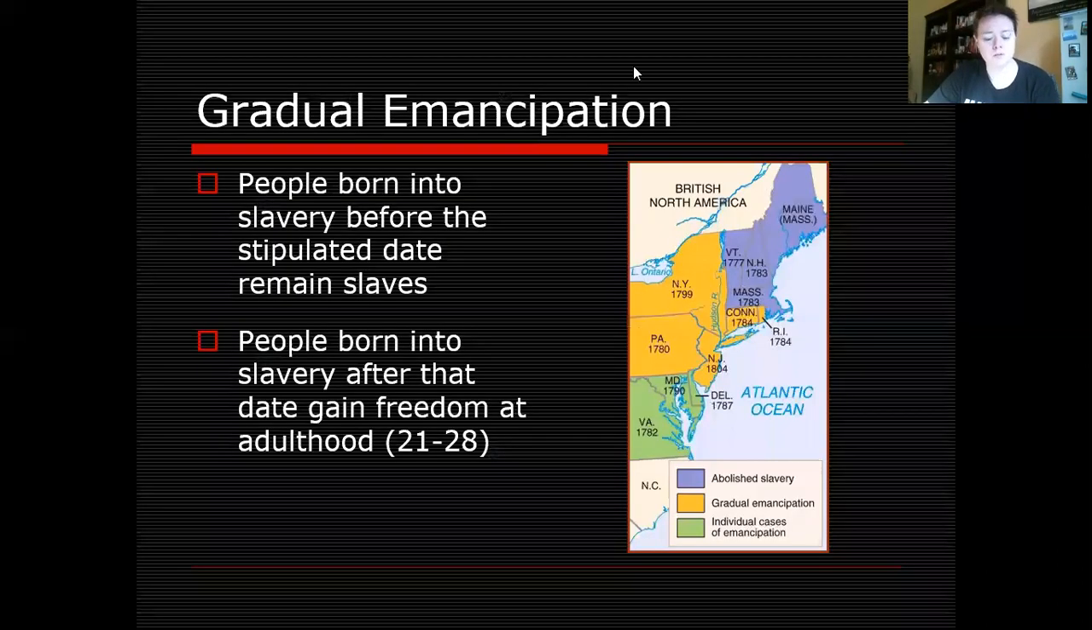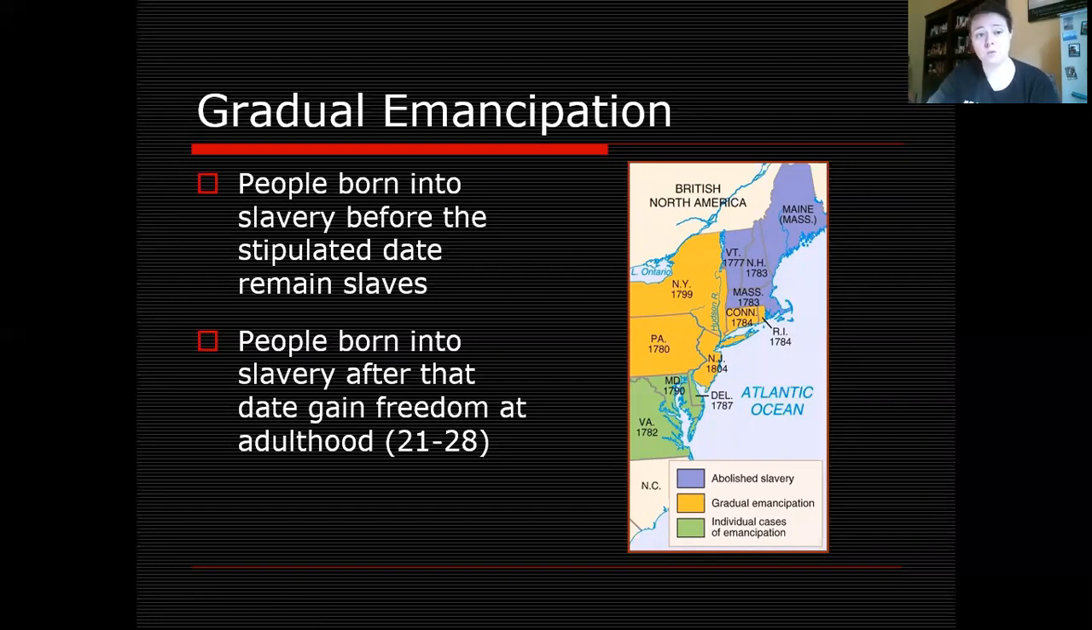In other parts of the North, the middle states, places like New York, New Jersey, Pennsylvania, there is also support for emancipation there. But the way that this policy is going to be pursued is a little bit different. In these areas, they're pursuing a policy called gradual emancipation, which is basically what it sounds like. It's the idea of freeing slaves slowly over an extended period of time.